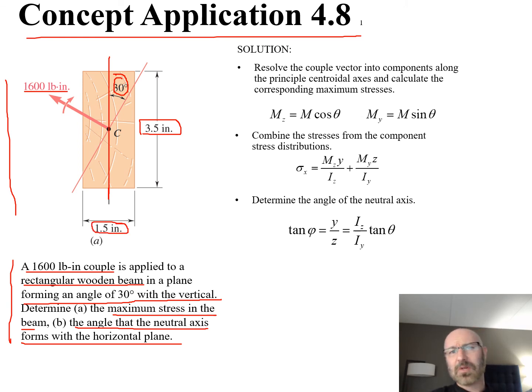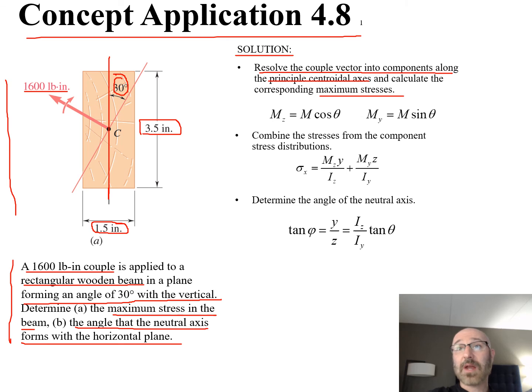So now we've had an opportunity to look through the problem statement and the initial given diagram, and from there we can start forming a procedure for analysis and start thinking about some of the governing equations we might want to utilize for our solution. So we take a look over here. First thing that we want to do is resolve the couple vector into components along the principal centroidal axes and calculate the corresponding maximum stresses.